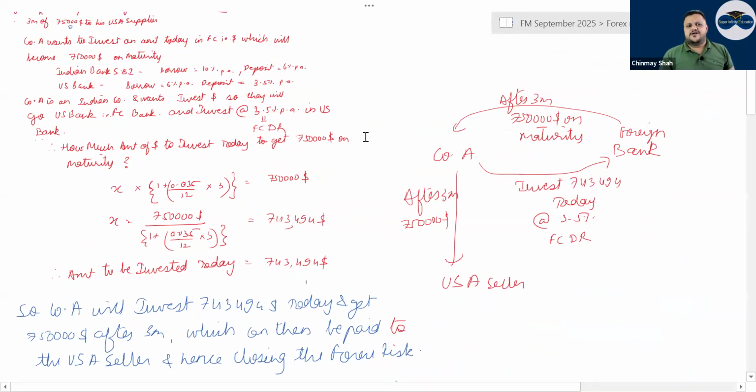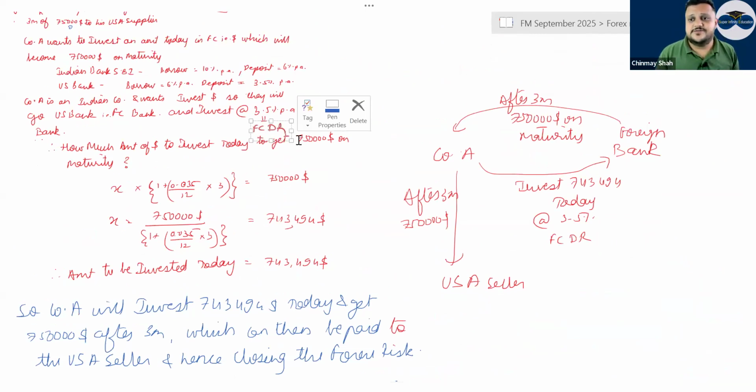But the bank says, give me 743, whatever 494. You use the FCDR rate to find the present value because you want to know how much you need to deposit today that will turn into 750,000 after 3 months, right? Then 743 something. You tell the bank, I don't have this money. Okay, go and buy from the market. So you go running wearing your IBB Nike shoes, correct or not? Sorry, but this is how you remember it, right?